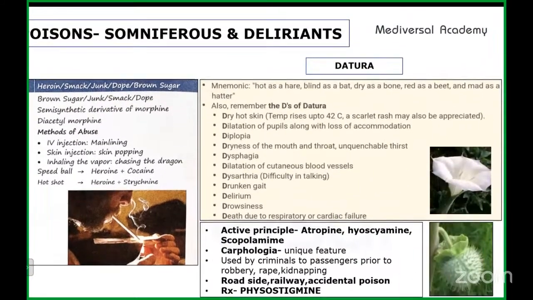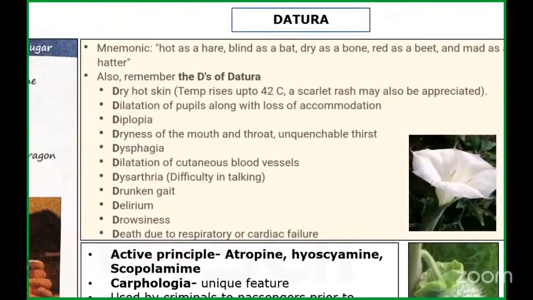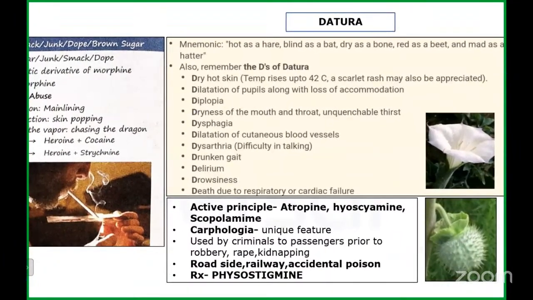Coming to Datura, which is a deliriant. We have finished somniferous poisons. Now coming to deliriants. Datura is one of the major deliriants. You can see this is the flower of Datura. Looks like a beautiful white flower. And this is the fruit. This fruit is also called thorn apple, and it's one of the most poisonous fruits to be ever found.